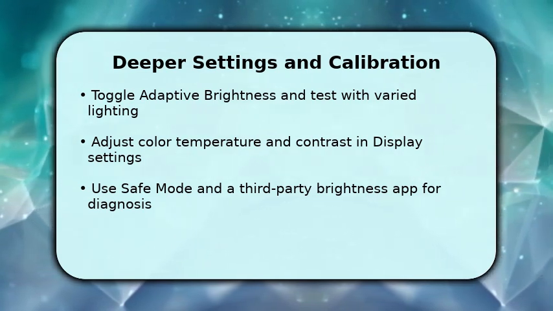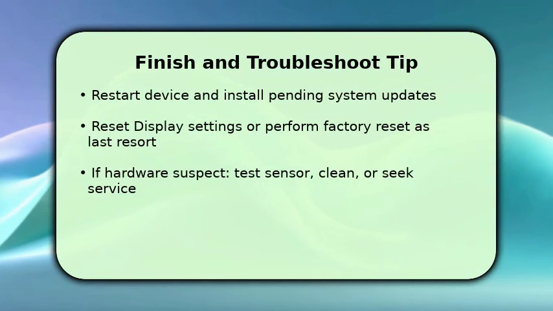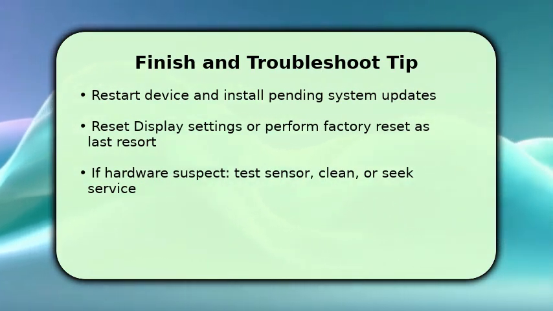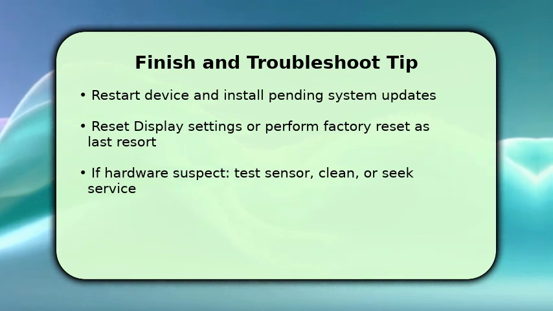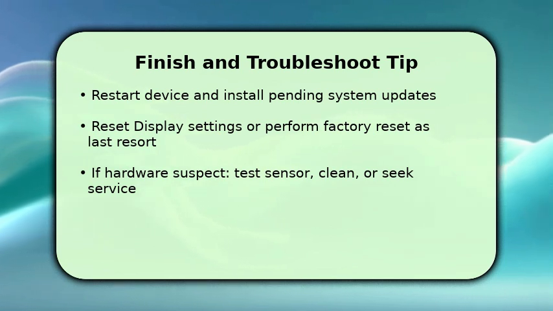To finish, restart your phone and install any pending system updates, because firmware fixes often resolve brightness bugs. If problems persist, reset display settings, and as a last resort, perform a factory reset after backing up, since corrupted settings can block proper output.